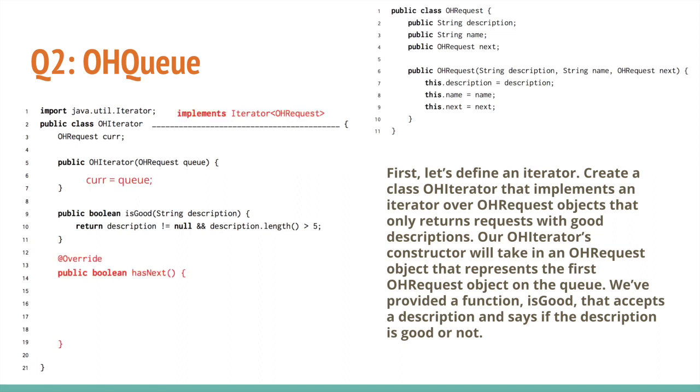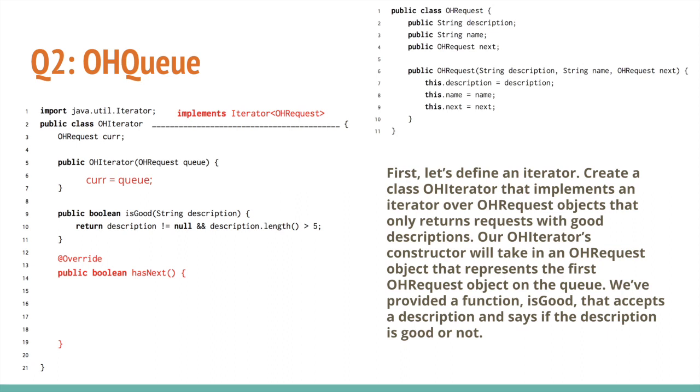Next, we need to override the hasNext method. In hasNext, we must maintain the invariant that cur will always be what we want to return inside of the next function. In other words, every time we call next, we will return the current value of cur and set cur to the value of its next variable.